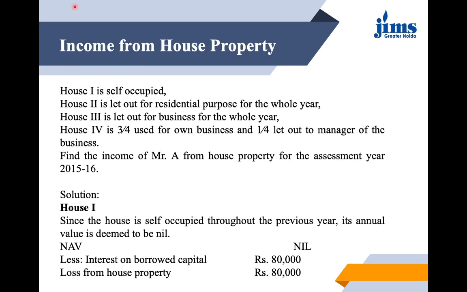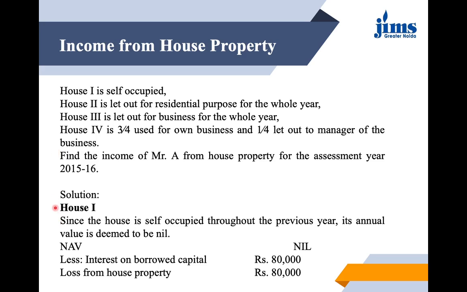They are saying that house 1 is a self-occupied house. House 2 is let out for residential purpose for the whole year. House 3 is let out for business for the whole year. House 4 is 3/4 used for own business and 1/4 let out to the manager of that particular business. So we need to calculate proportionately in such cases. We need to find the income of Mr. A from house property for the assessment year 15-16. Assessment year 15-16 means previous year 14-15, and we need to work out the solution.